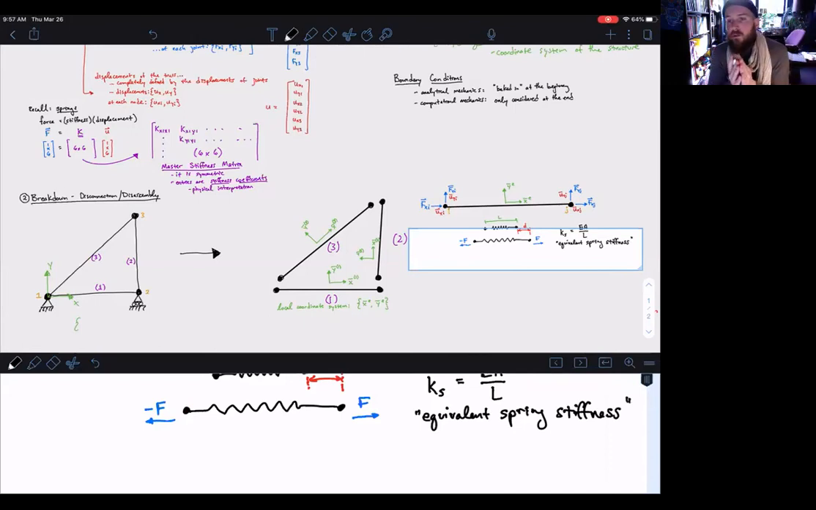So we're using what's referred to as a two-node bar, which is the element we're using. The element is what's referred to as a two-node bar.